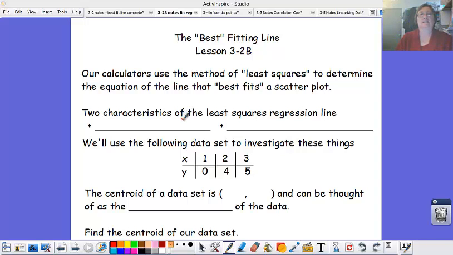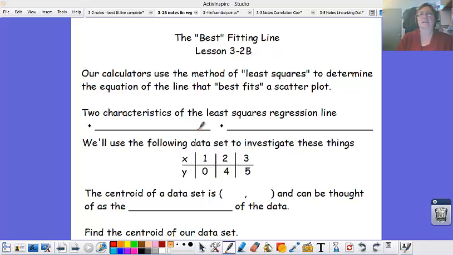Hi, and welcome to our second lesson about the quote-unquote best fit line. Yesterday we looked at finding an equation for such a line manually. Today we're going to look at how the calculator actually calculates the least squares regression line.